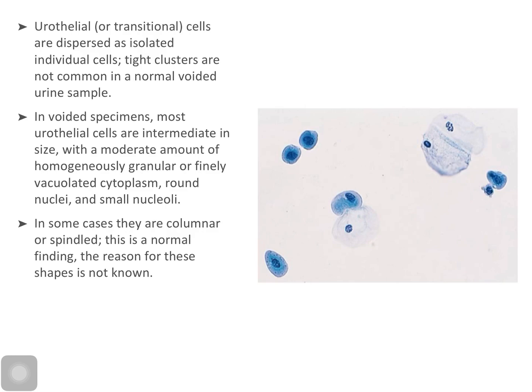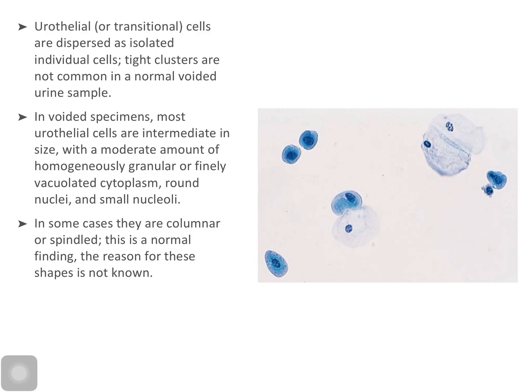This is the picture of urothelial or transitional cells, which are dispersed as isolated individual cells. Tight clusters are not common in a normal voided urine sample. In voided specimens, most urothelial cells are intermediate in size with a moderate amount of homogeneously granular or finely vacuolated cytoplasm, round nuclei and small nucleoli. In some cases, they are columnar or spindled. This is a normal finding.